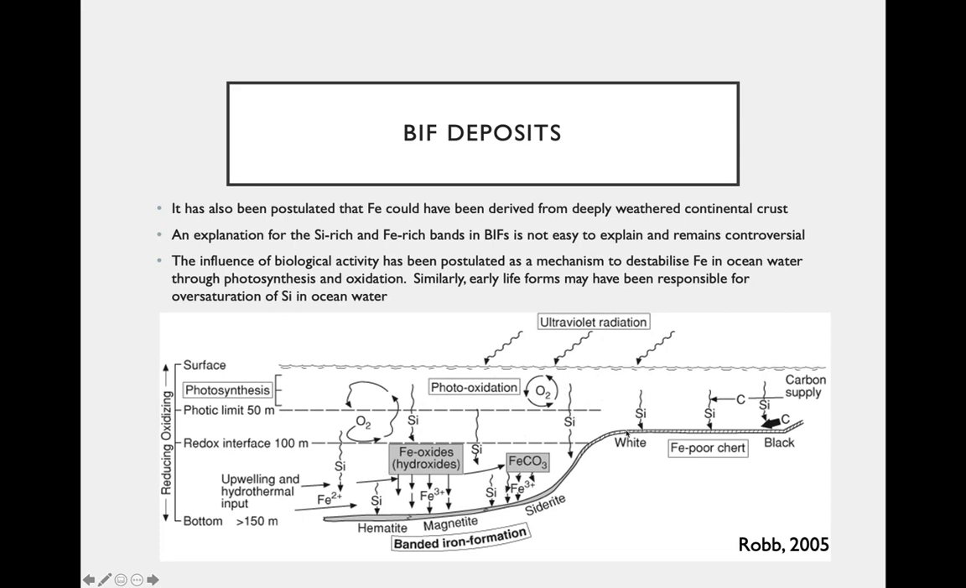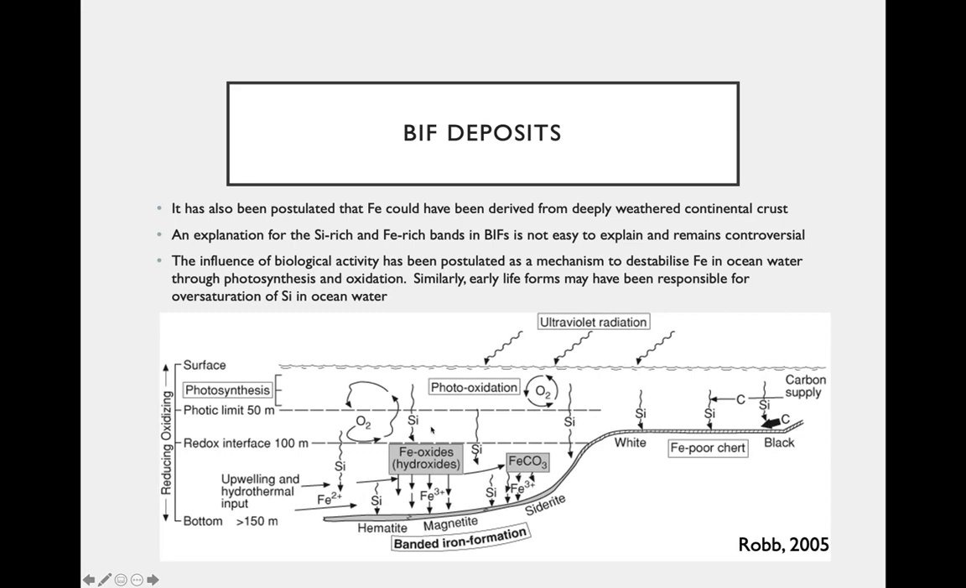It could also be related to bacteria or cyanobacteria producing small amounts of oxygen into certain portions of the water column, that when the iron comes up, it can actually transform or oxidize to Fe3+ and deposit as iron hydroxides. This could be hematite and magnetite.